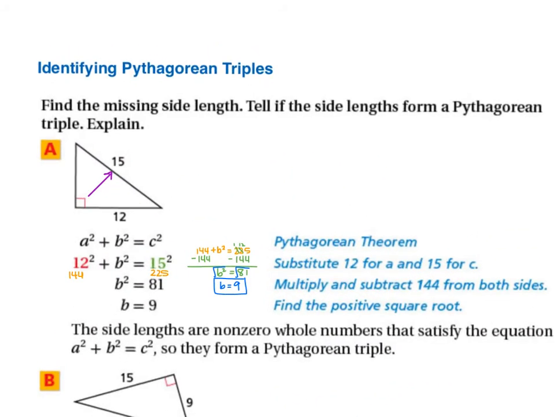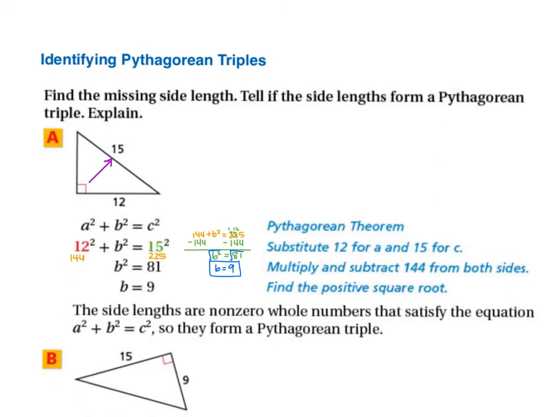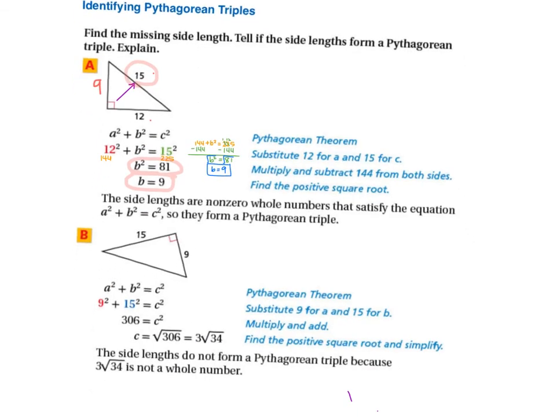All right, so A here says find the missing side length. Tell if the side lengths form a Pythagorean triple and explain. So the work here shows that a squared plus b squared equals c squared. The side opposite the right angle is the 15. So 12 squared plus b squared equals 15 squared. 12 squared is 144. 15 squared is 225. If you subtract 144 from 225, you end up with b squared equals 81. Square root both sides, and b is 9. So we just proved that this missing side would be 9, and that 9, 12, and 15, because they are all whole numbers, they are a Pythagorean triple. So you're looking to see if all 3 side lengths are whole numbers.